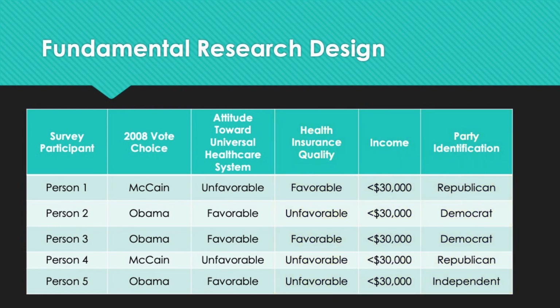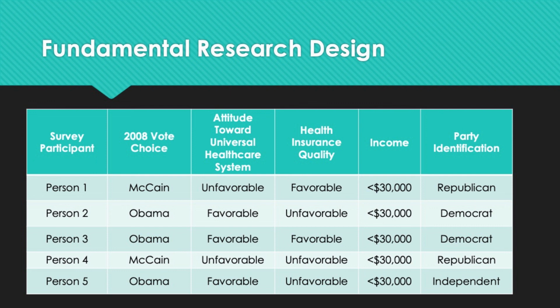So next I ask people whether they have a favorable or an unfavorable view of their current health coverage. Now I expect, or I hypothesize, that this will also have an impact on whether or not they support universal health care, as well as whether they'll vote for Obama or not. And as we discussed on the previous slide, I also asked them to report their income and which party they identify with.